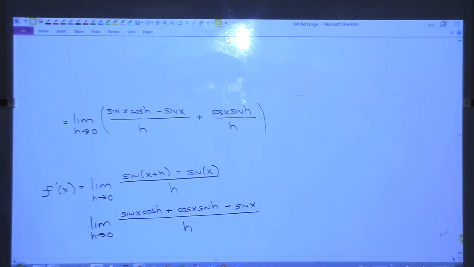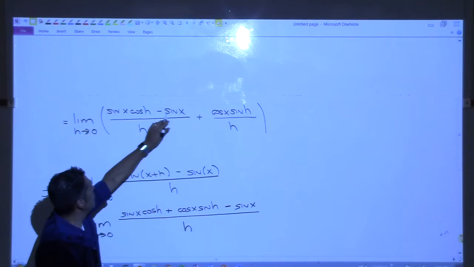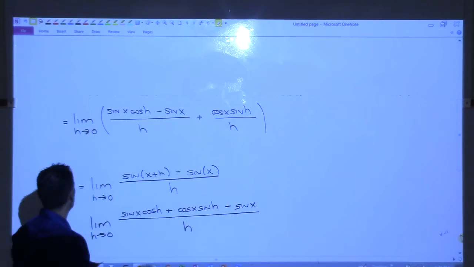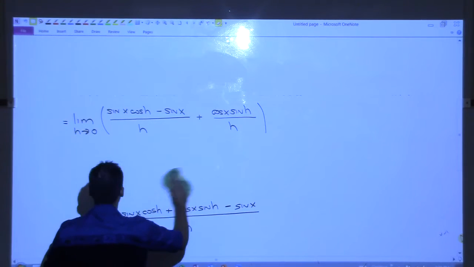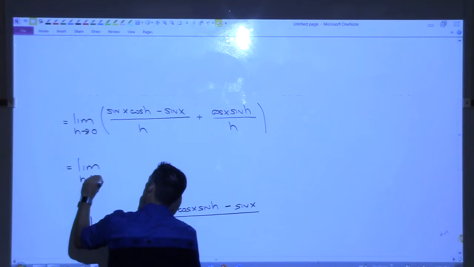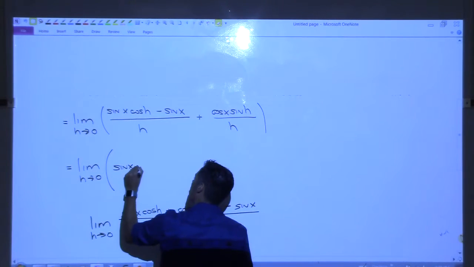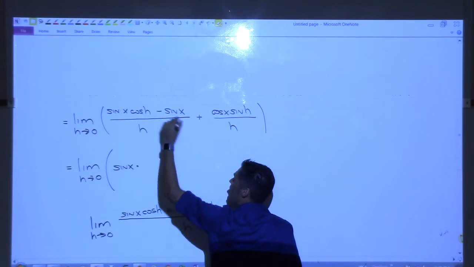Okay, so that's legal. Now, out of these first two, or out of this fraction in the numerator, what do they both have in common? Sine x, don't they? So this is the same as limit h goes to 0, okay? I'm going to factor a sine x out of there. Sine x comes out. What am I left with when I pull a sine x out of the top?